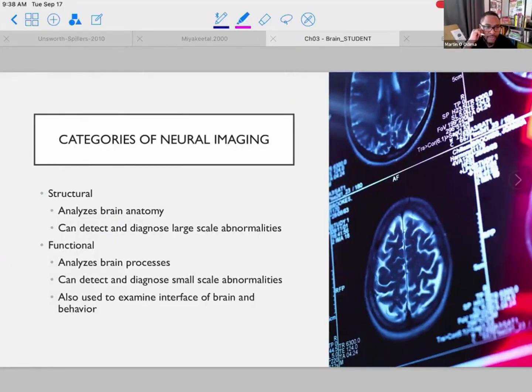Now let's talk about neuroimaging. There might be some neural imaging that you've heard of just from your experience, from things you hear in the real world. There are different categories of neural imaging: structural and functional. Structural imaging analyzes the brain anatomy and can also detect and diagnose large-scale abnormalities. Functional neuroimaging analyzes brain processes and detects and diagnoses small-scale abnormalities. This can help examine the interface of brain and behavior.